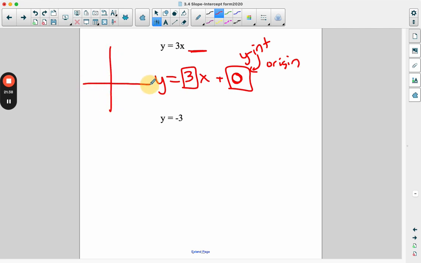So just a quick sketch of that. I don't want to go through the whole thing. It just means that your y-intercept is 0, and then you would go up 3, right 1 from there. Up 3, right 1, and that would be your line moves through the origin. There we go.